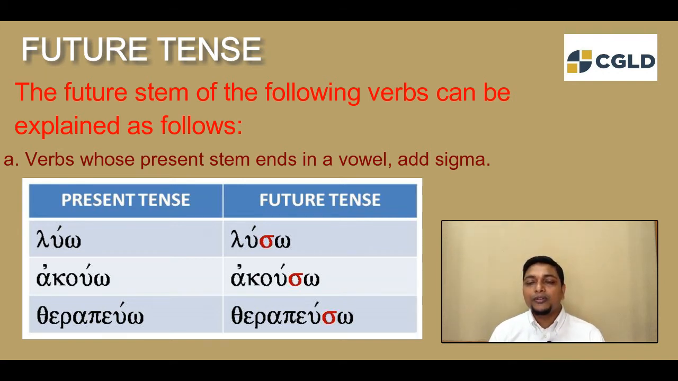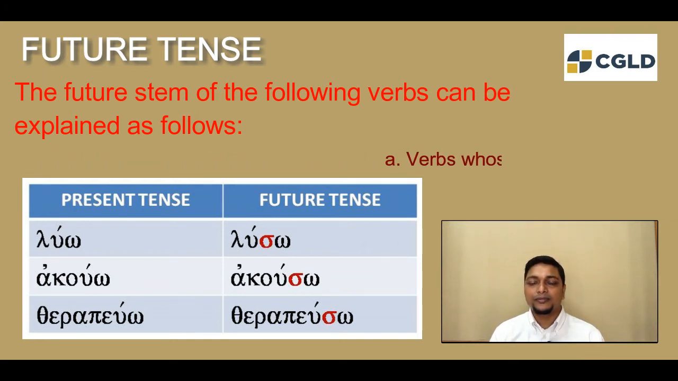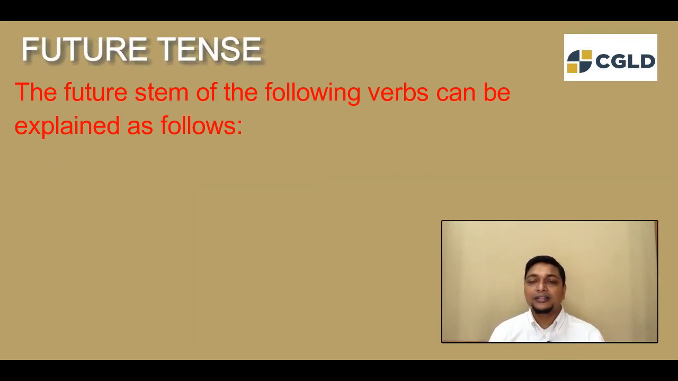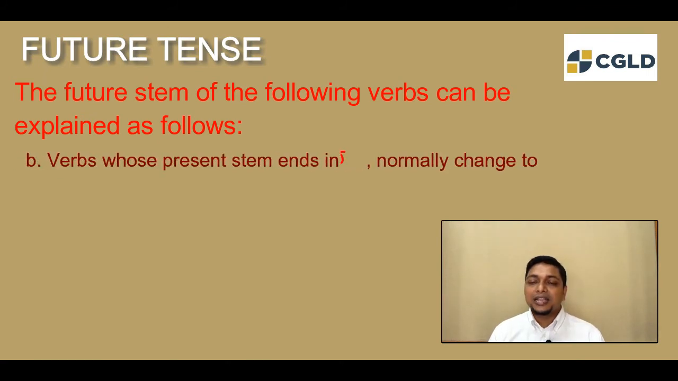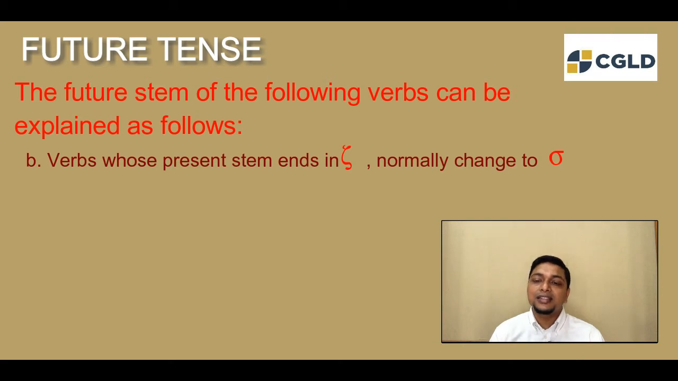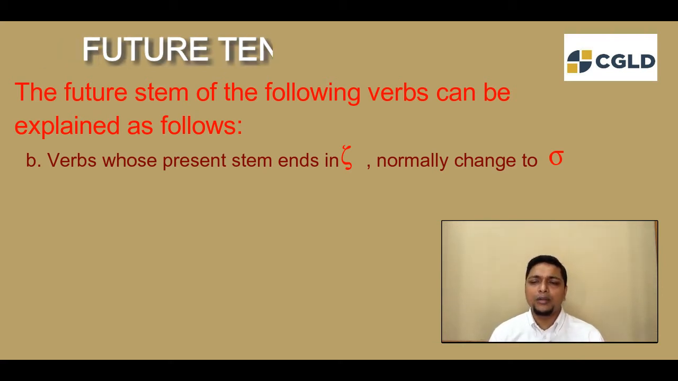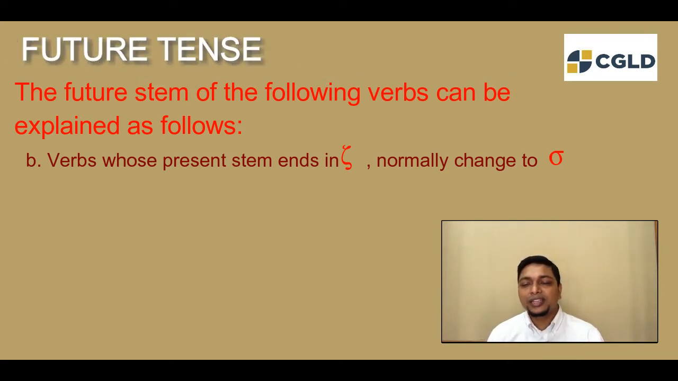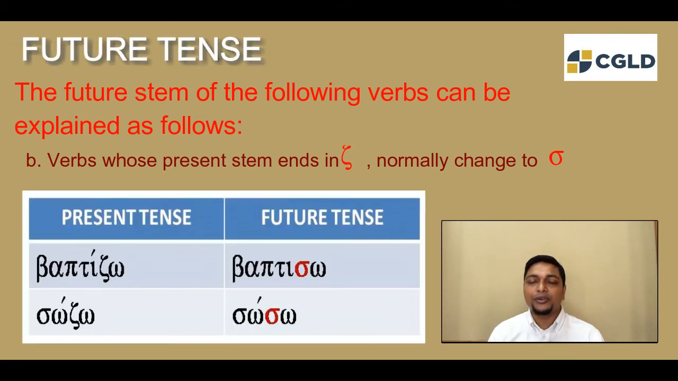Therapiuo becomes therapiuso. That is the first case. Secondly, verbs whose present stem ends in zeta normally change to sigma again. For example, the word baptizo.